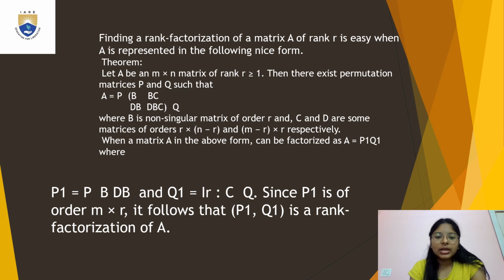A matrix A in the above form can be factorized as A = P1 Q1, where P1 = P [B; DB] and Q1 = [I_r, C] Q. Since P1 is of order m × r, it follows that P1, Q1 is a rank factorization of A.